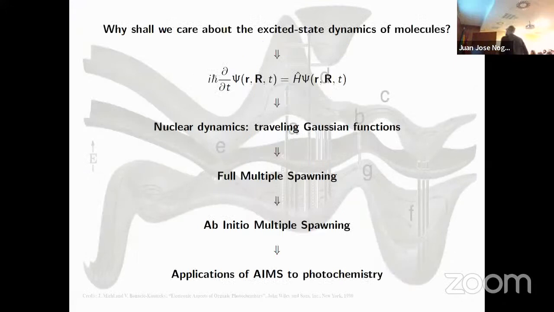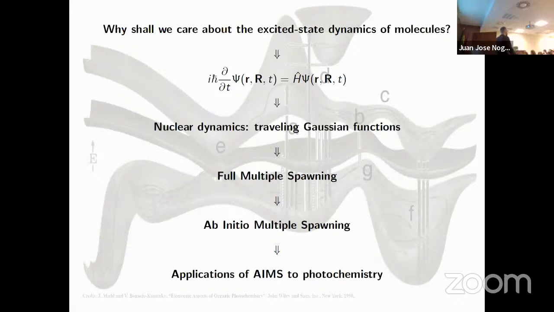Thank you. Okay, so as I told you, the goal here is to just give you a broad idea of what excited state dynamics is. I will discuss this main equation, the time-dependent Schrödinger equation for a molecular system, for both the electrons and the nuclei and time. Then I will show you how we can solve this equation by using the concept of traveling Gaussian functions, and how this will drive us to the full and the ab initio multiple spawning. And then I will show you some applications of that to molecular systems.